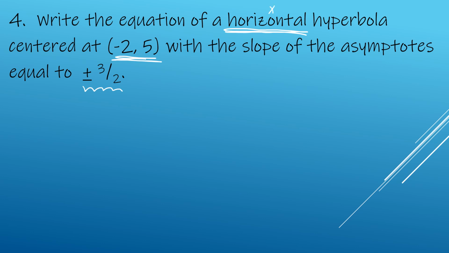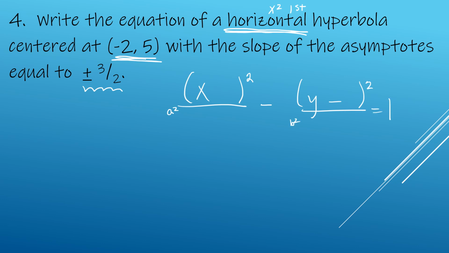It is horizontal, so the x squared has to be first. So it'll be x minus h quantity squared over my a squared, minus y minus k quantity squared over my b squared, equals 1. I know the center to be the point negative 2, positive 5, so I'll do x minus negative 2 to give me x plus 2 squared, and then just y minus that 5 quantity squared.